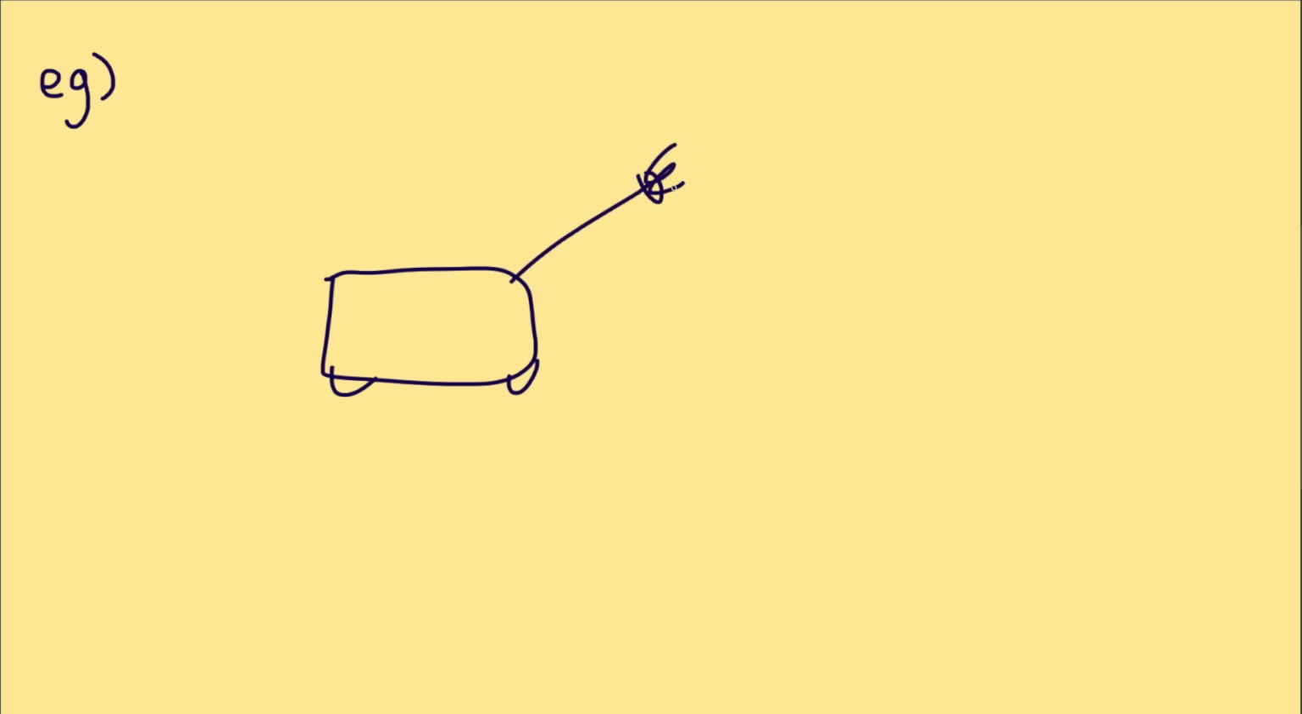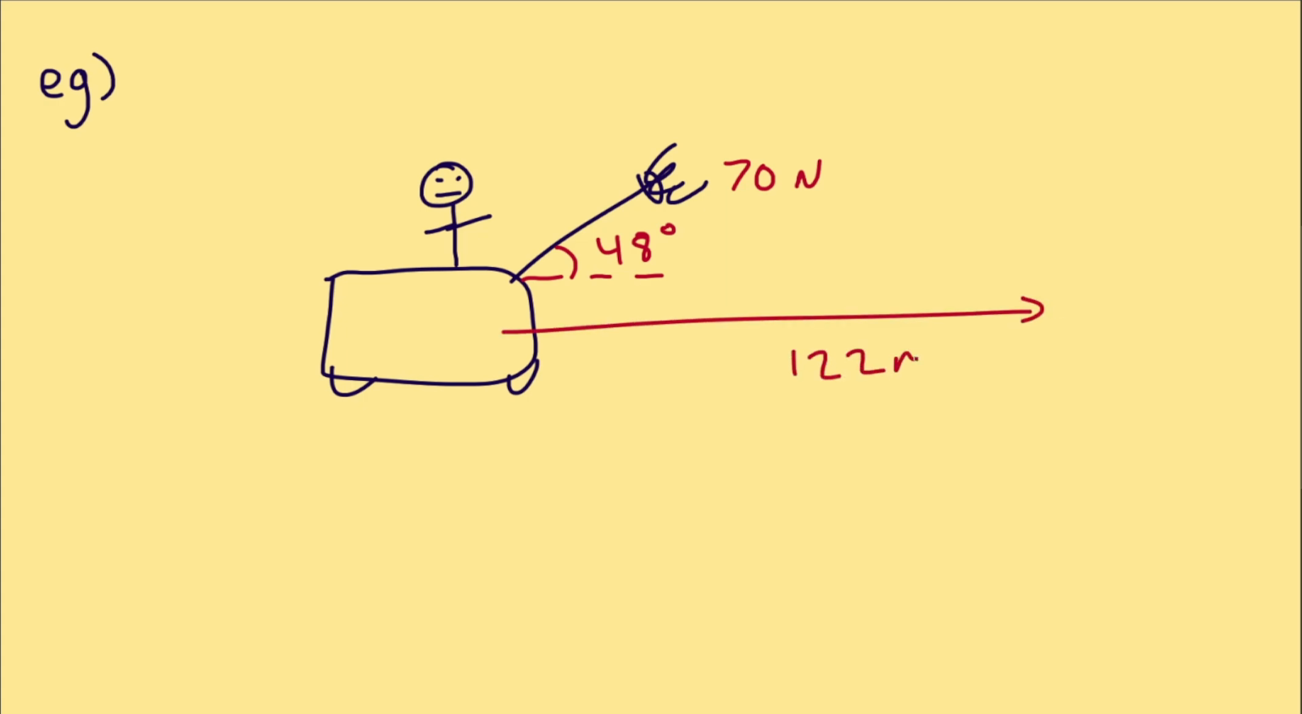Okay, let's go through a proper problem now. Imagine a child sitting in a wagon, and this wagon is being pulled by a father. Now the father is pulling with a force of 70 newtons, at an angle of 48 degrees. They keep on walking for another 122 meters. But that's not all. The road is very bumpy, so there's also the force of friction, which is 35 newtons in the opposite direction, so this way. How much work is being done by each force?